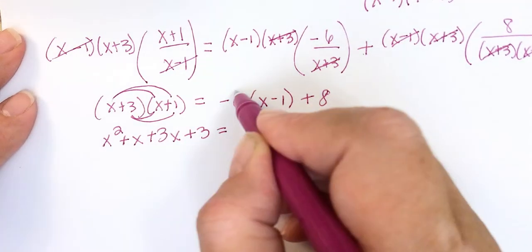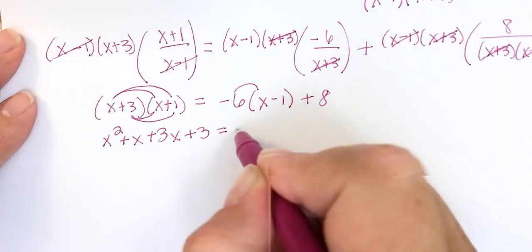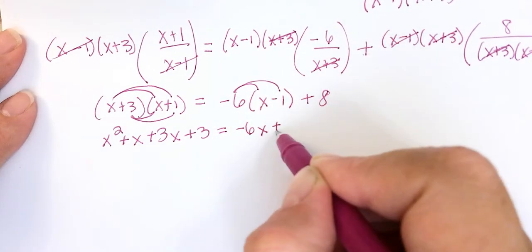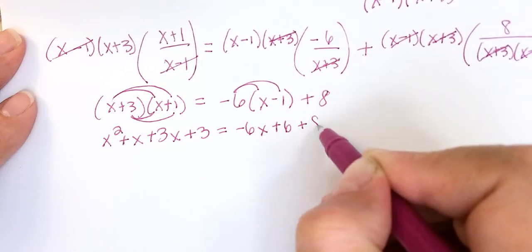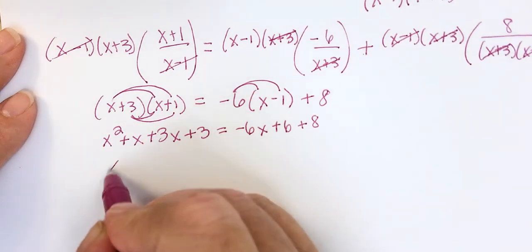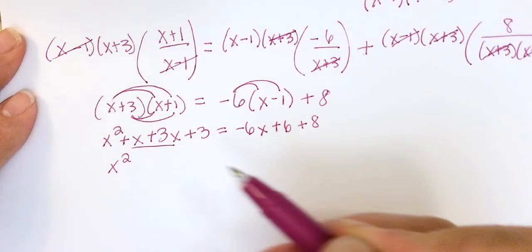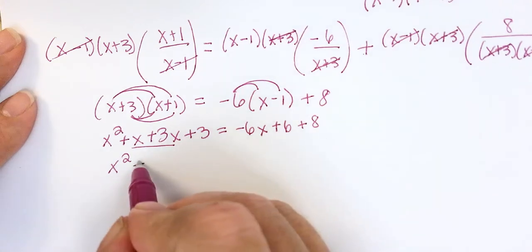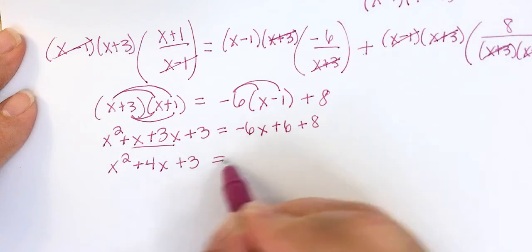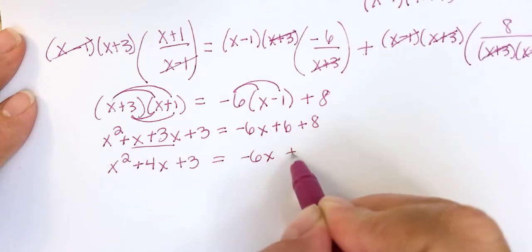This is going to be the distributive property. So we get negative 6x. Two negatives make a positive 6. And then bring down the 8. Next step, we're going to add like terms before we do anything else. So this is going to be x squared. And when we combine those like terms, we get 4x plus 3 equals negative 6x plus 14.